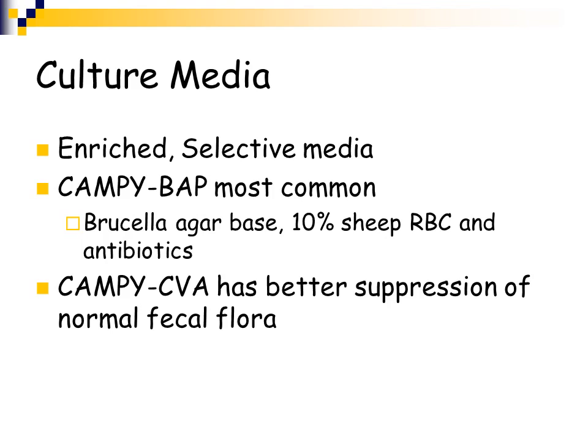Campy blood agar is a Brucella agar base that has 10% sheep red blood cells as well as antibiotics to reduce the growth of your normal intestinal flora to select for your Campylobacter. A media called Campy CVA suppresses the normal intestinal flora a little better than your Campy bloods.